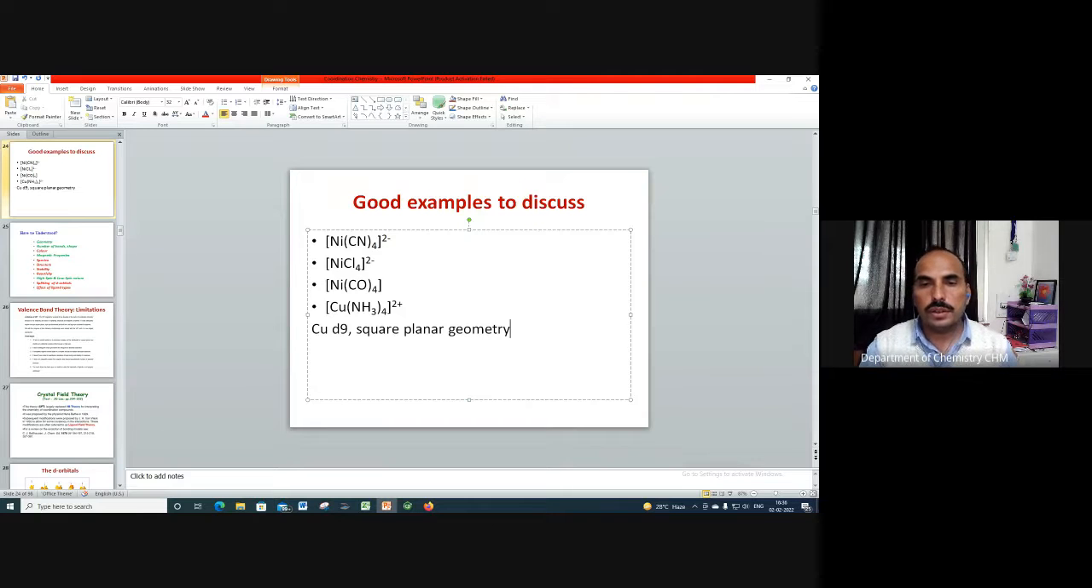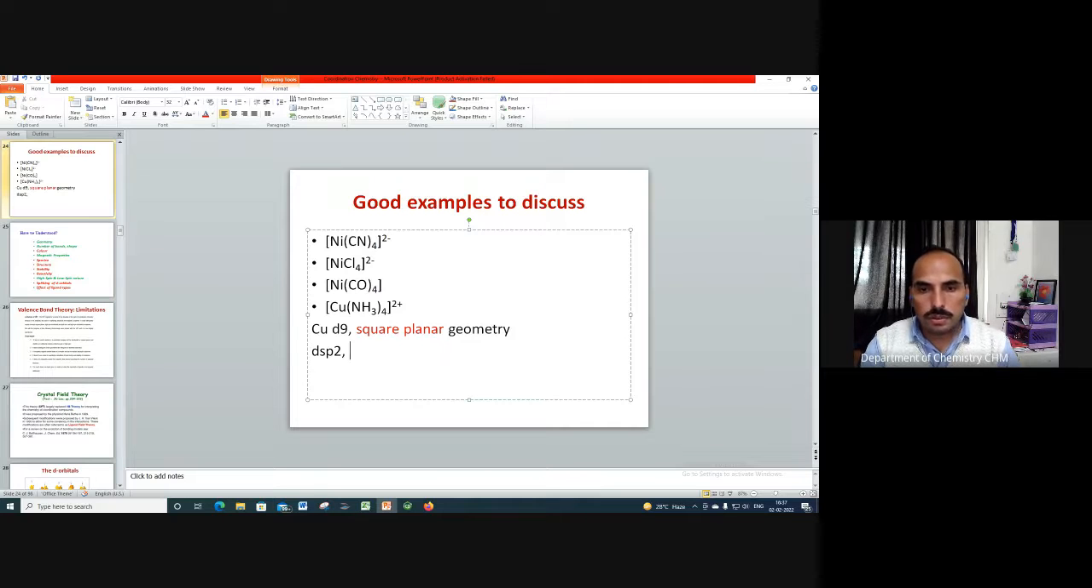Square planar geometry. Okay. If it is having a square planar geometry, then how do you explain? In this case, if you have 9 electrons, they will be occupying all the 5 d orbitals, right? So you have only one unpaired electron in one of the d orbitals. So you cannot have a dsp2 configuration that is required for the square planar geometry, right? You can't have a dsp2 because the inner d orbital is not available.